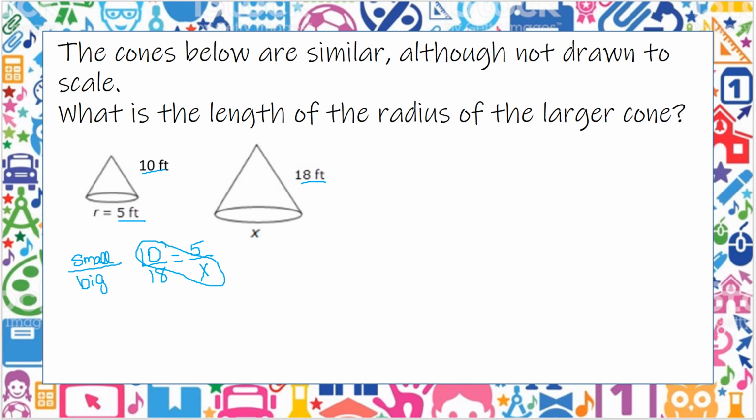So we're going to do the butterfly, is what I've always called it. Cross products, 10 times x and 5 times 18. When you multiply 5 times 18, you get 90. And 10 times x. To undo 10 multiplied by x, you divide by 10. 10 and 10 divide to give you 1. 90 divided by 10 leaves you with 9. And we are dealing in feet. So the radius of the larger cone is x equals 9 feet.